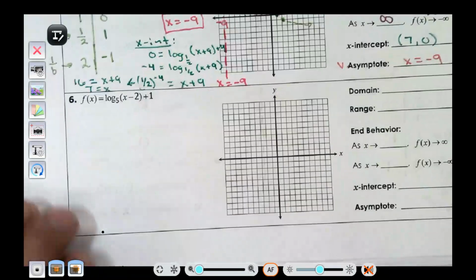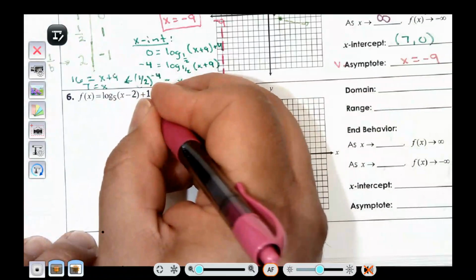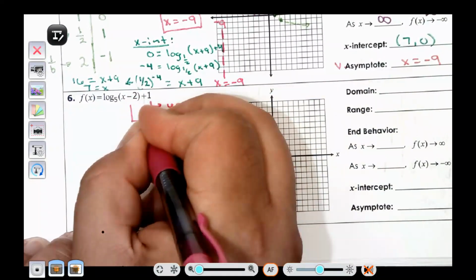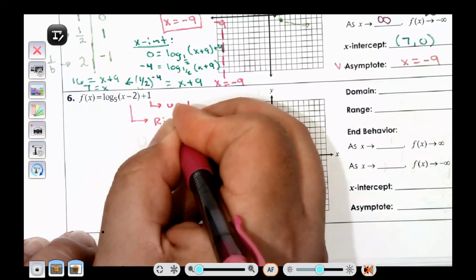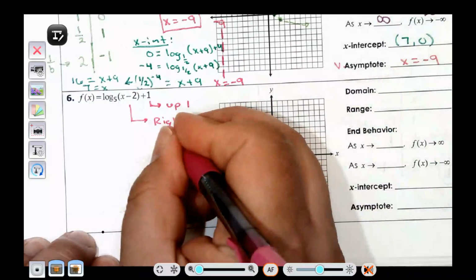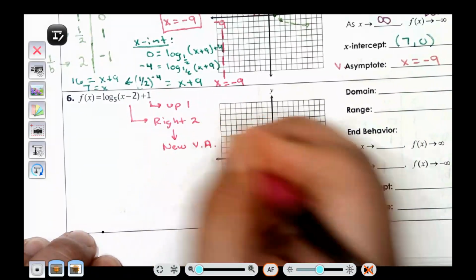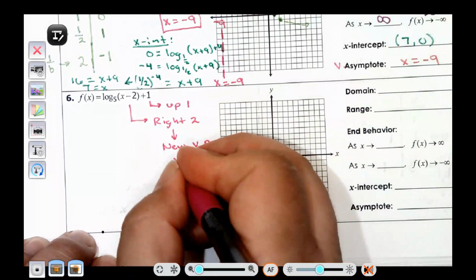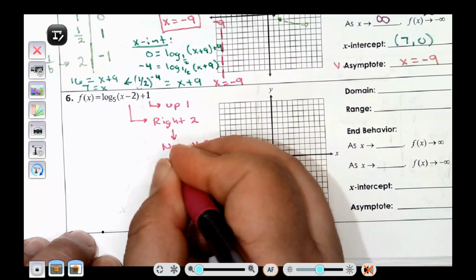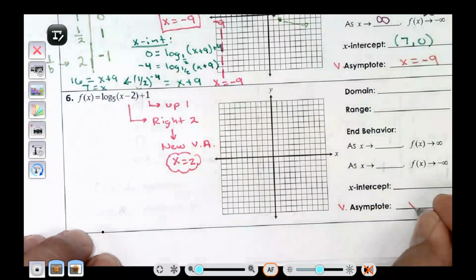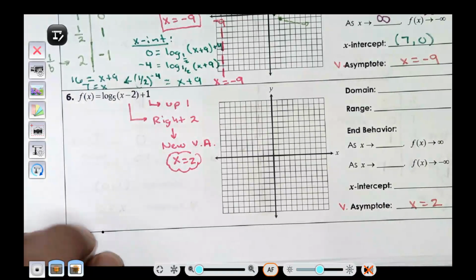So for the very last one, let's see. The +1, up 1. The -2 is right 2, which means we have a new vertical asymptote, and you're going to the right so that it's x equals 2. All right, we've got a new one. So I could go write it over here, vertical asymptote, x equals +2.